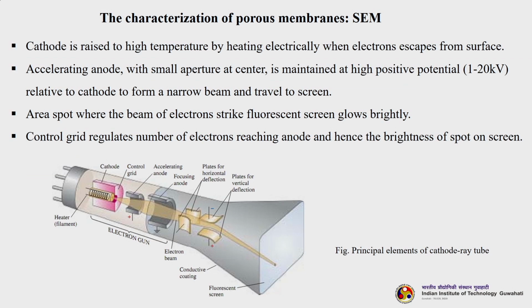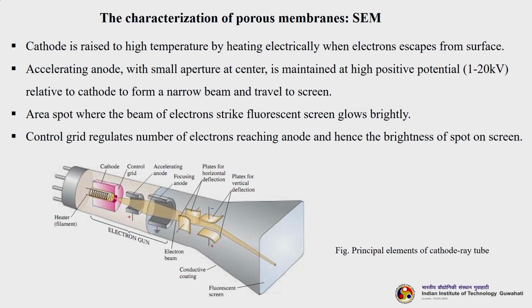So, CRT. Let us understand how a cathode ray tube looks. The cathode is raised to a high temperature by electrical heating, and when electrons escape from the surface they must overcome resistance. A sufficient minimum amount of energy must be supplied so that they cross the barrier and come out from the cathode. The accelerating anode with a small aperture at the center is maintained at a high positive potential relative to the cathode to form a narrow beam that travels to the screen. You see this is the cathode, and this is the filament.